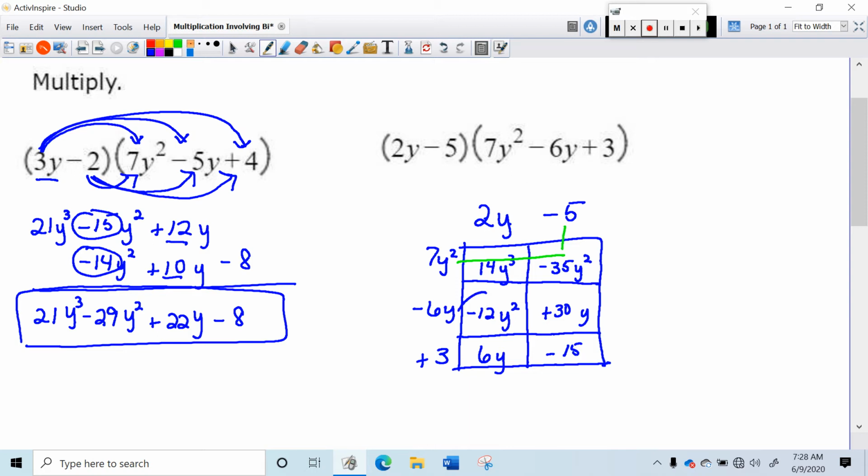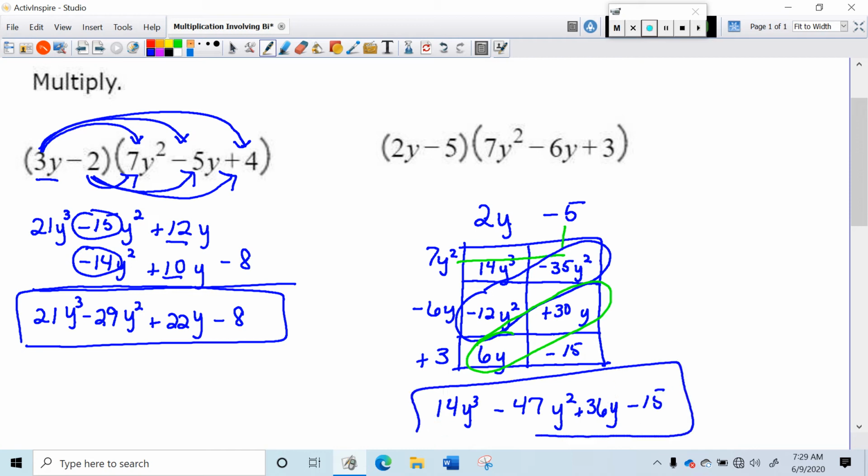Okay, so then these y squareds can go together. If they have the same variable with the same exponent, they can go together. Okay, so I have a 14y cubed. For my y squareds, negative 35 and a negative 12 is a total of negative 47 of those. For my y's, 30 plus 6 is a positive 36, and then I've got a negative 15. So that's just another way of doing how we did the first problem. It's totally up to you on how you want to do that.